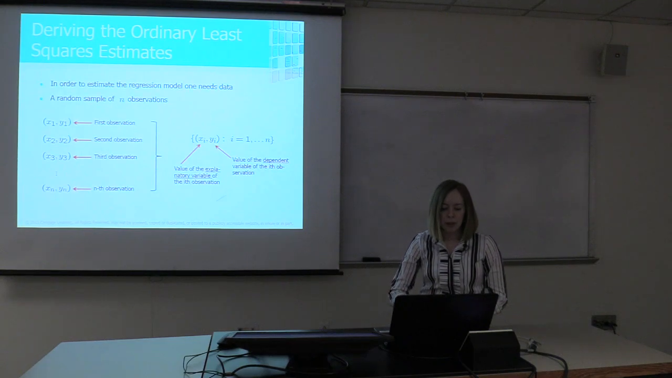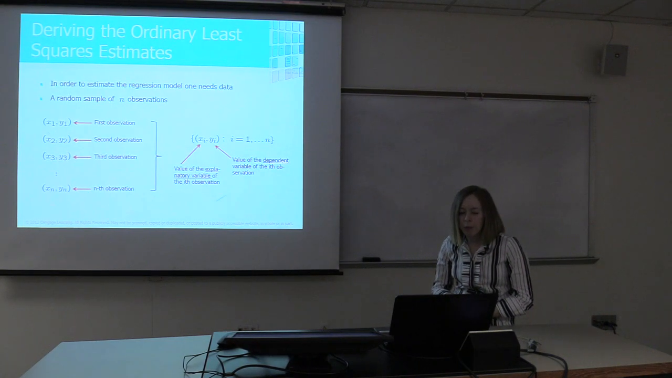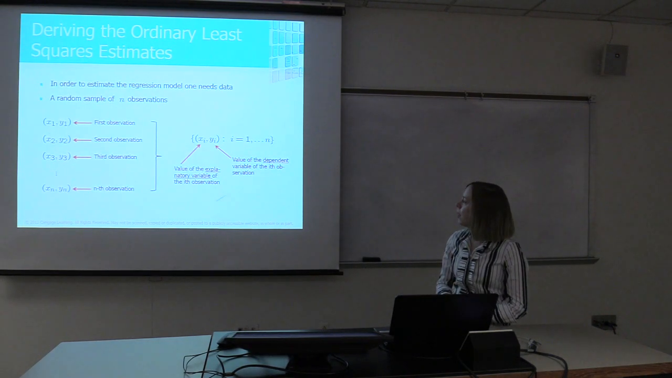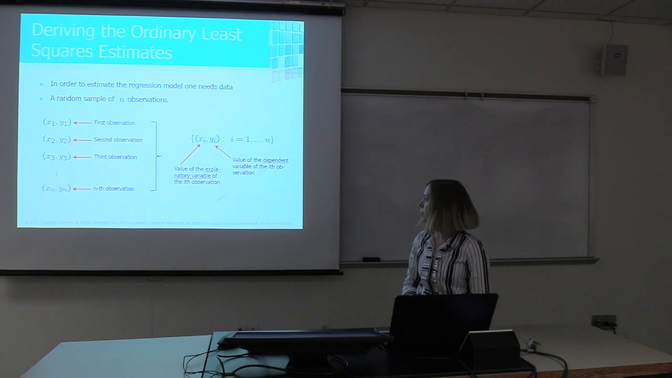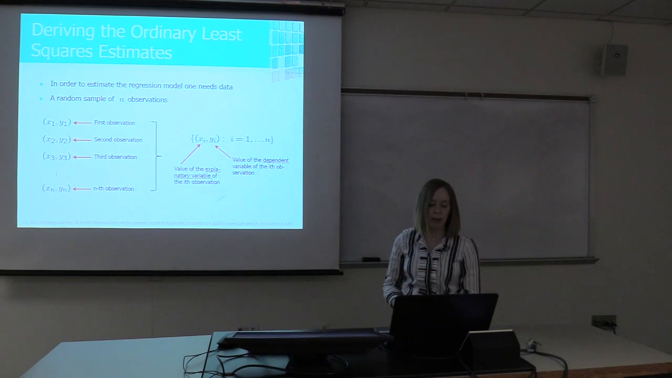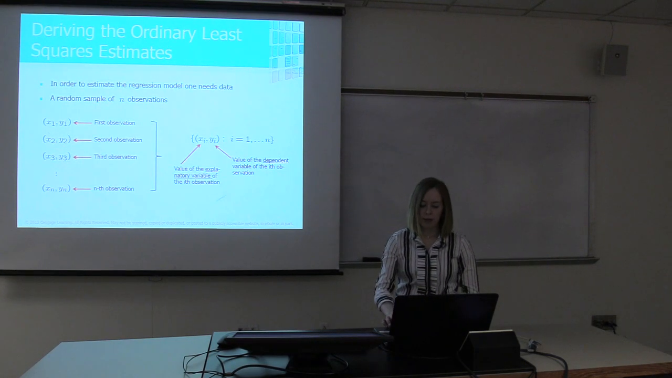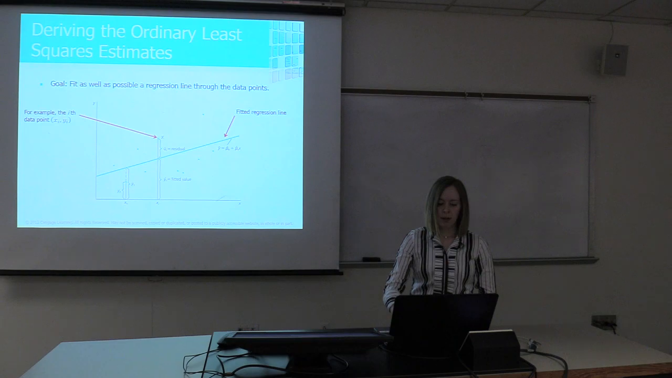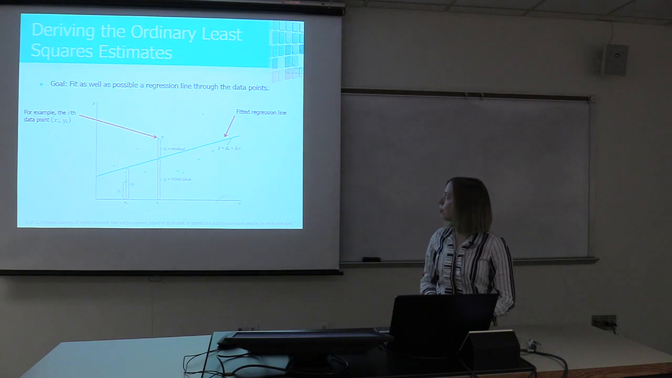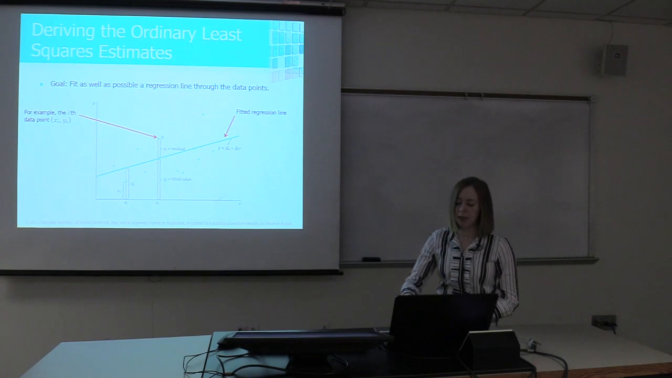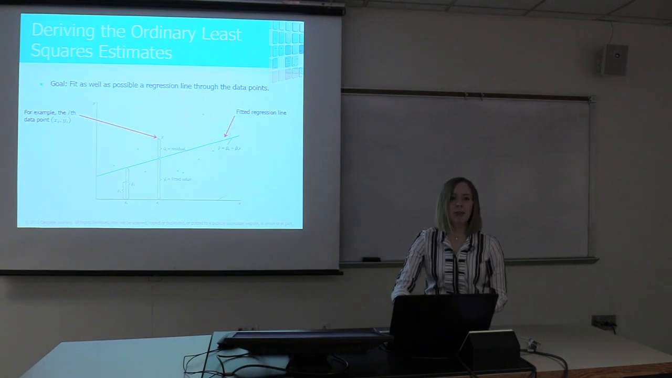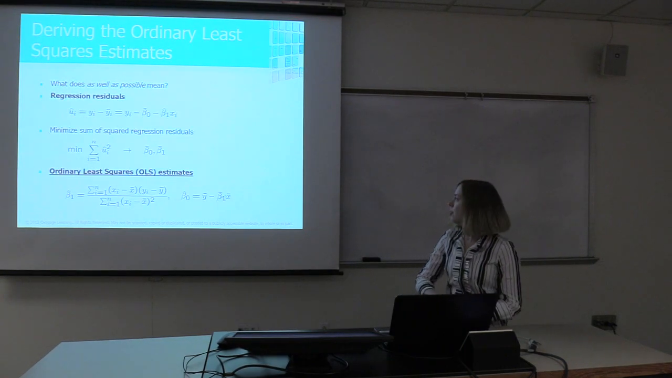Okay. So back to data, and we're going to do an example here in a minute. The way we usually write our data is we've got a sample of n observations, so we've got x1, y1 through xn, yn. And our goal is to fit as well as possible a line through these data points. But basically our question is, how? How do we find these betas? Generally this is done with least squares estimation.